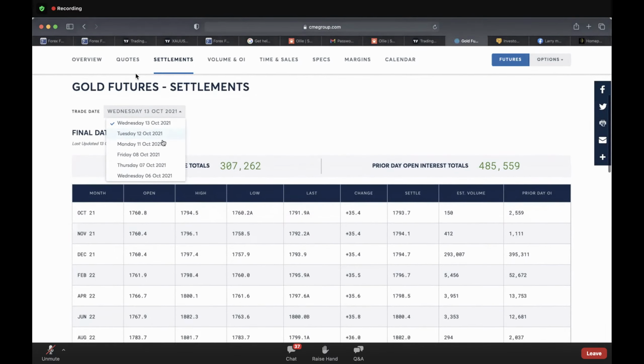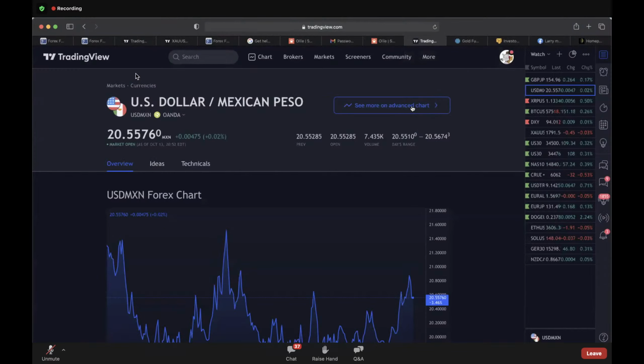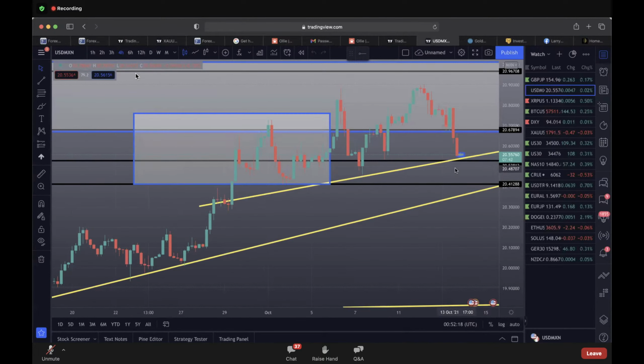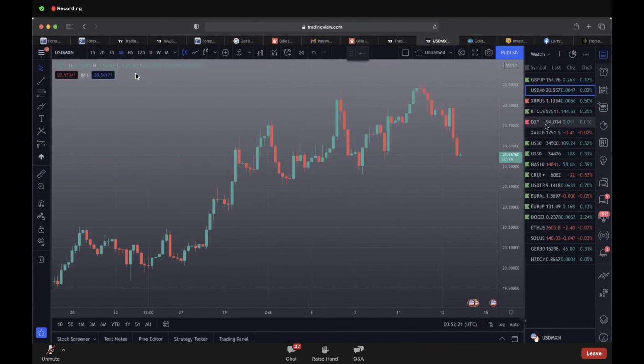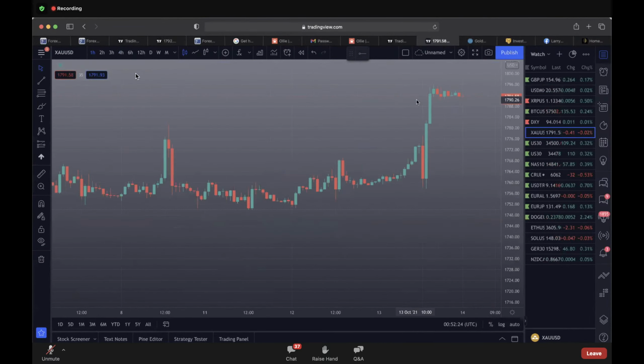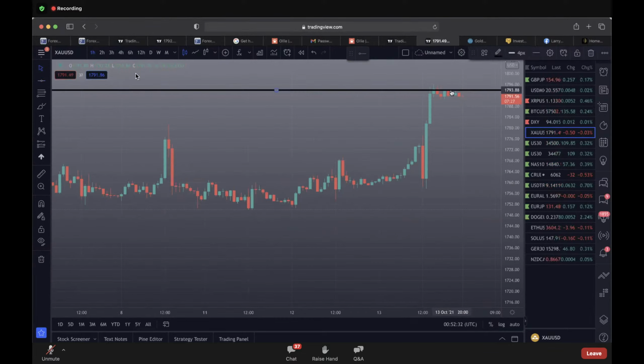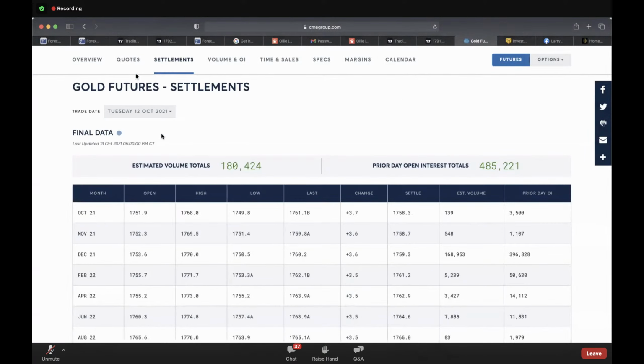1794. 1793. Okay. 1793 is the settlement for today. So all traders agreed on this price. 1793. So we could trade it from settlement or at settlement. Now we go here and we see what was yesterday's settlement. Sorry, yes, today's settlement was 1793, right?